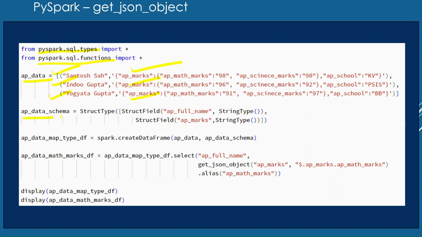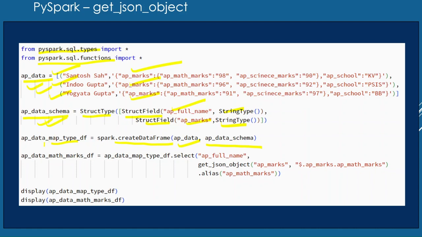We are creating a data frame custom schema with the help of StructType and StructField. There are 2 columns which we are defining here. One is AP full name and the other is AP marks, which is of string type. With the help of createDataFrame, we are creating a data frame with the help of the list variable which we have defined here. This list variable has all the data, with the help of the custom schema which we have defined here. It has 2 columns, one is full name and one is AP marks.